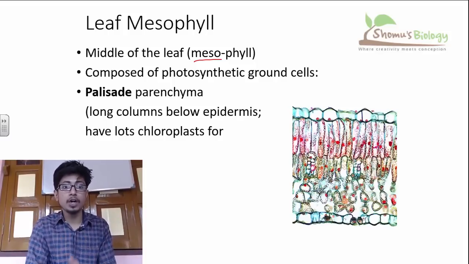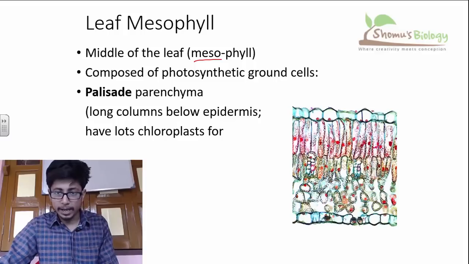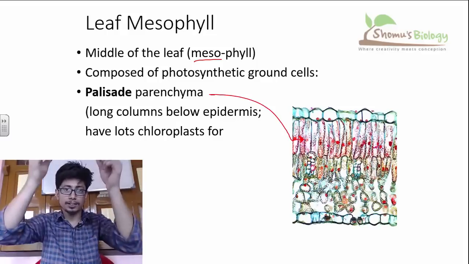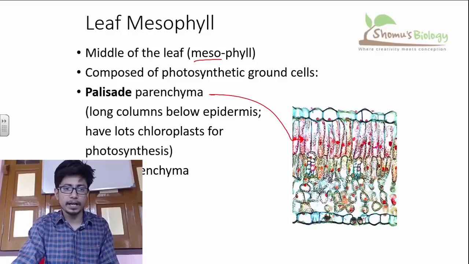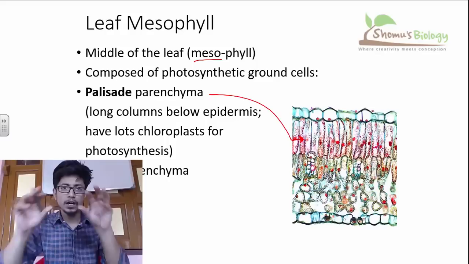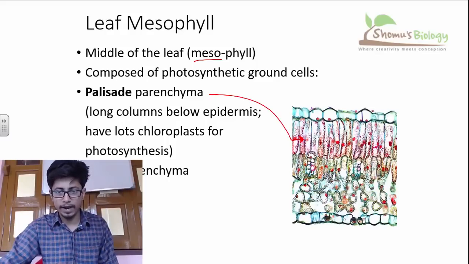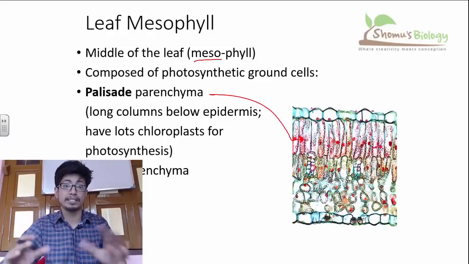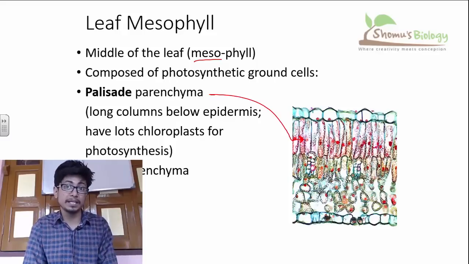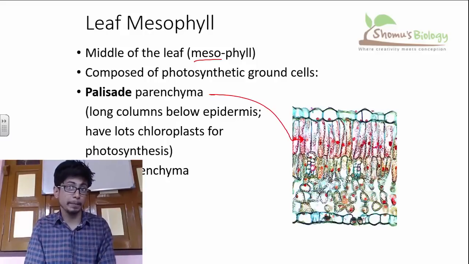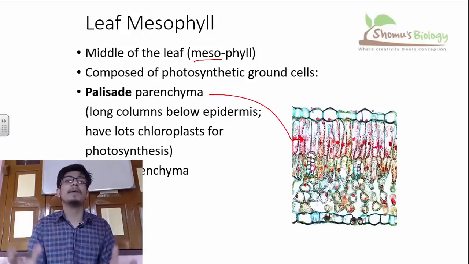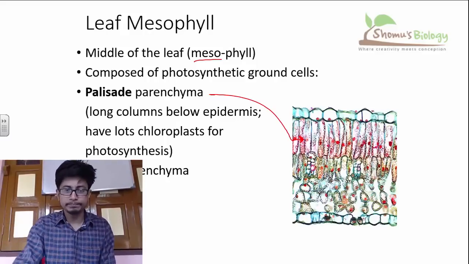Palisade parenchyma are long columns below the epidermis. So this is the epidermis. These are known as palisade parenchyma. As you see, they are long, small, rod-shaped cells. And then we have spongy parenchyma at the bottom, which are circular, and they have a lot of extracellular space, not vacuoles, extracellular space in between. It's like a sponge-like structure with very small pores in the middle. While palisade parenchyma are organized in a very compact way.